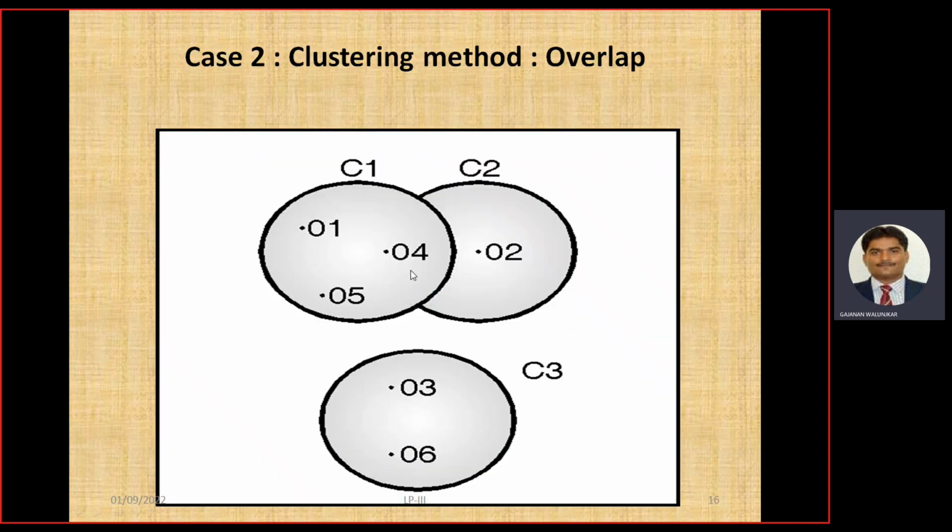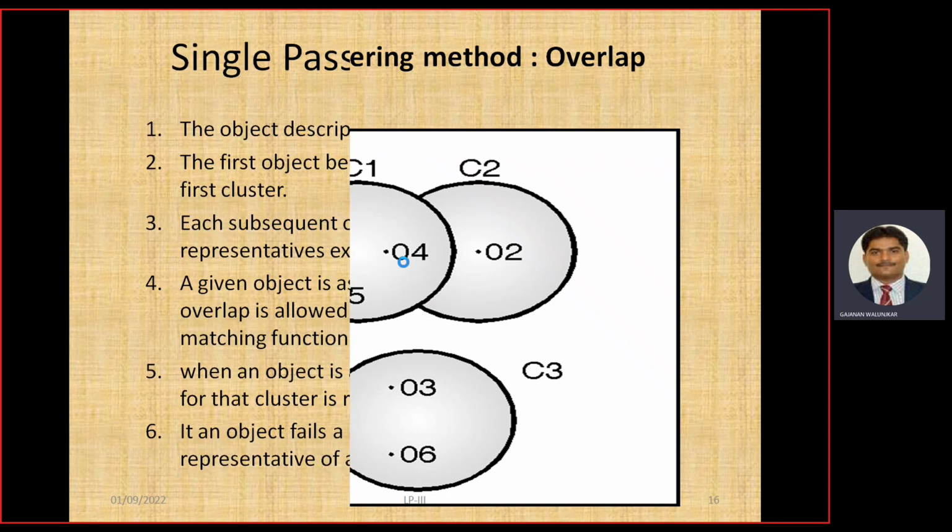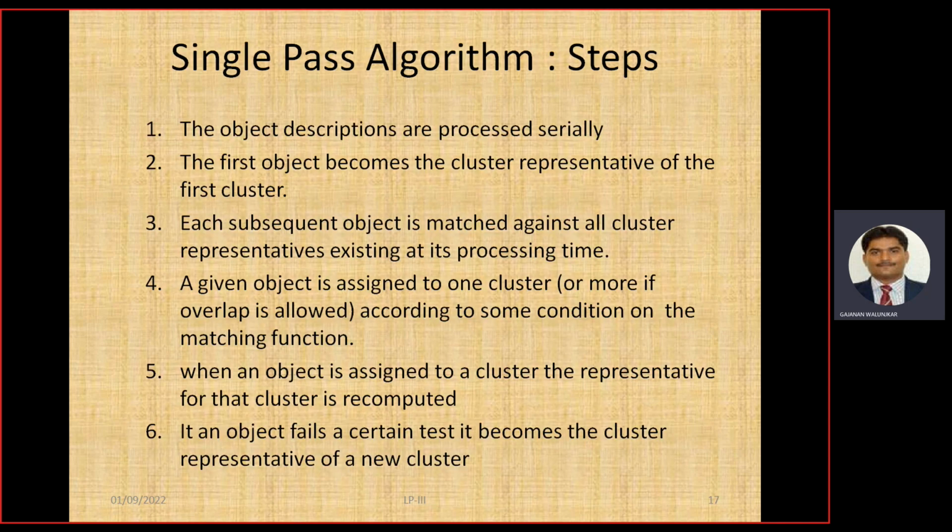What is the significance of it? When you are using the exclusive approach, that means exact data, getting the exact data for the query is very much possible. Here, the percentage of relevant documents will be more in case of overlapping cluster. Always remember this. So steps in single pass algorithm: the object descriptions are processed serially.